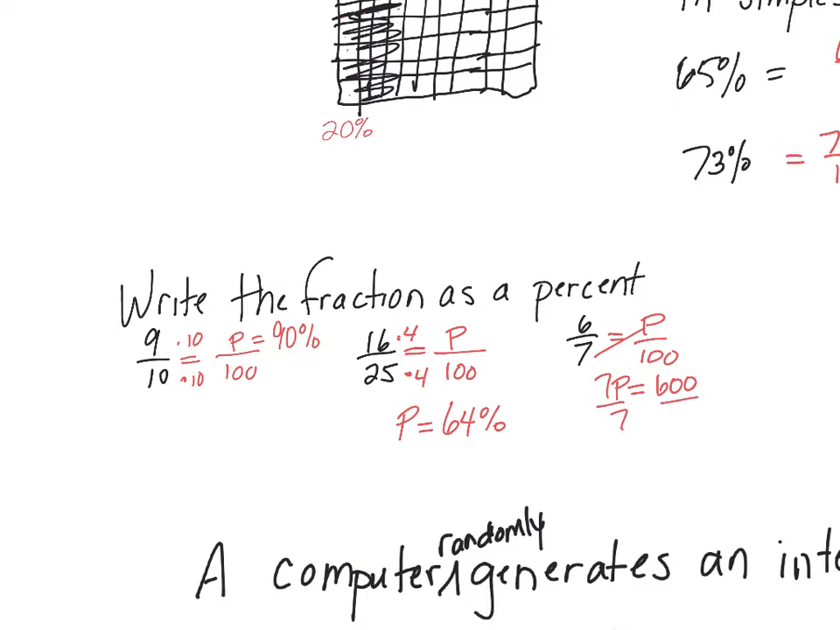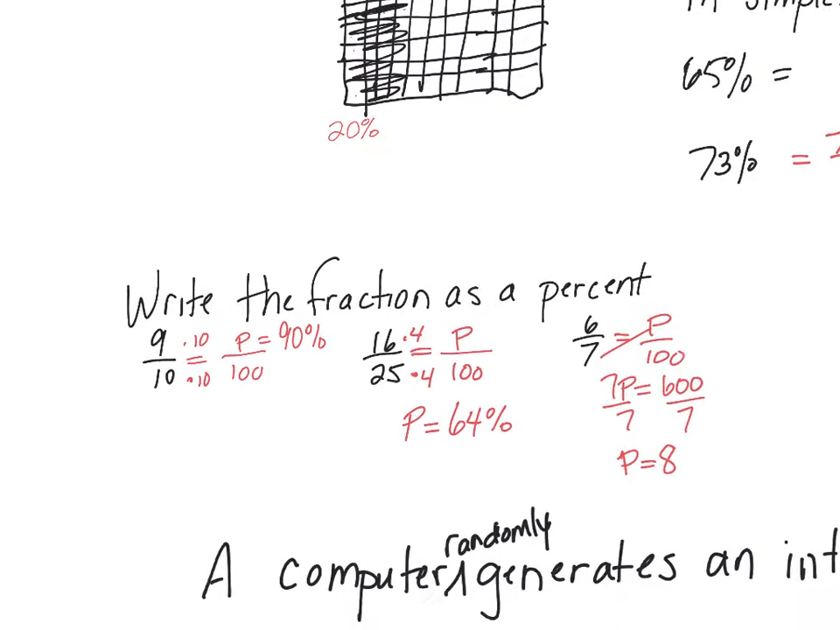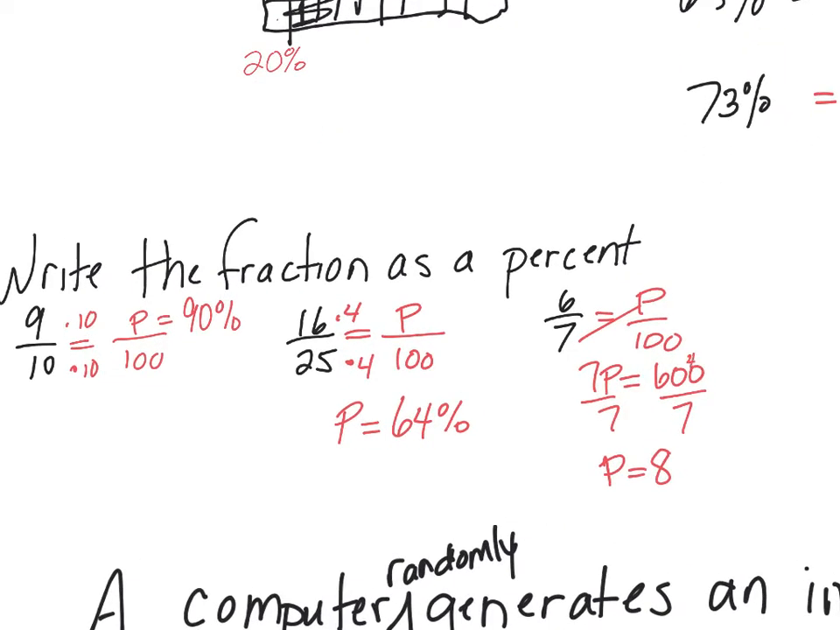Divide by 7. How many times does 7 go into 60? Sam? 8 times, with how many left over? 4. So I'm going to put the 4 there. 7 into 40, Sam? 5. And then put a decimal. How many do you have left over? 5.